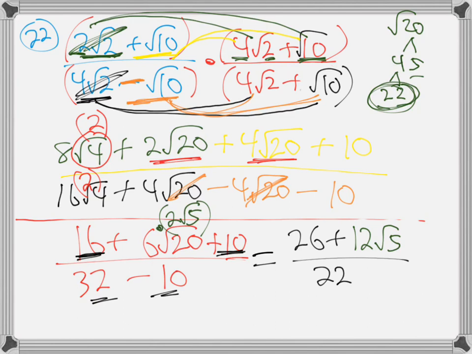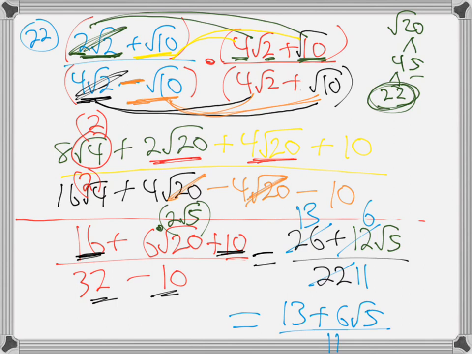If all 3 outside the root, we're not talking about numbers inside the root. We're not going there. That's a different world. But the 3 outsiders that are out of the jail, if they're all divisible by 2, then you do it. If they can all be divided by 2, divide by 2, divide by 2, divide by 2. This would be 13, 6, and 11. So the answer is 13 plus 6 root 5 all over 11. It's finally done.